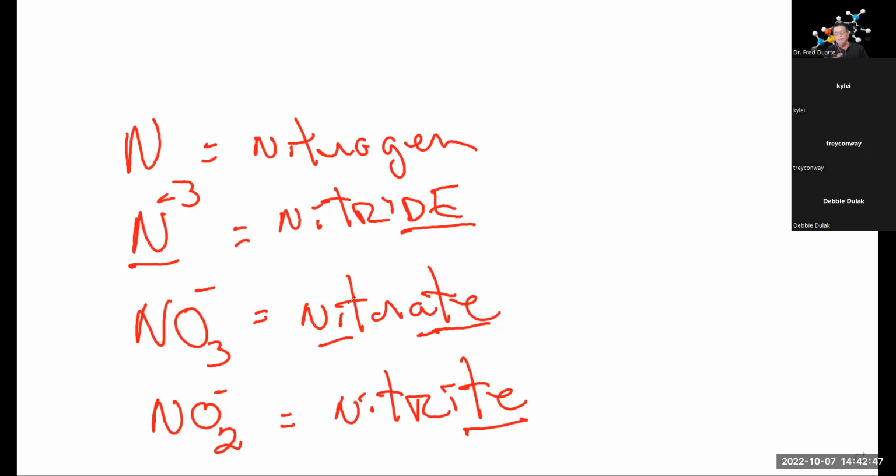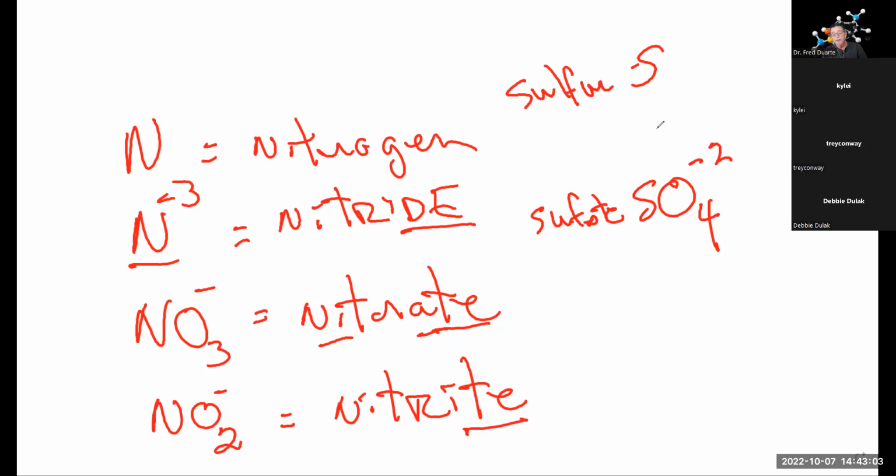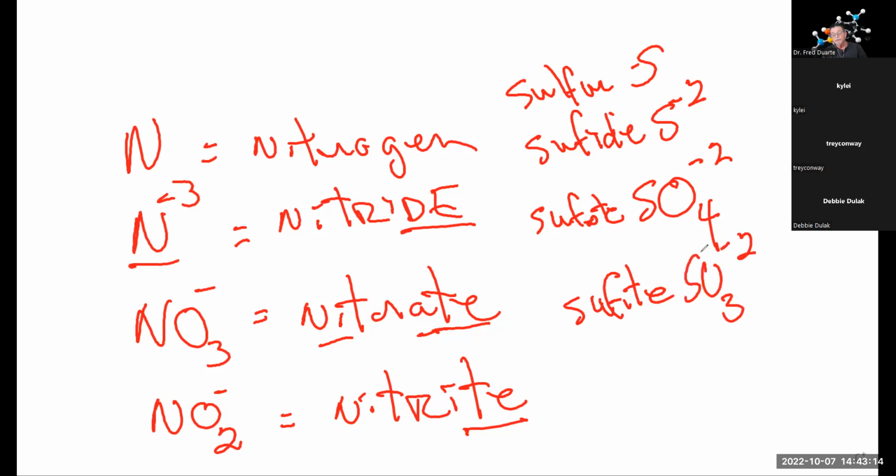And they differ because you've got sulfur, for example. This is called the sulfate. And we have S for sulfur. S -2 for sulfide. And then the sulfite is SO3 -2. Note the difference. Here we go again, -ate and -ite. Within the sulfur, there's a difference between 4 and 3 oxygens. Within the nitrogen, there's a difference between 3 and 2 oxygens.